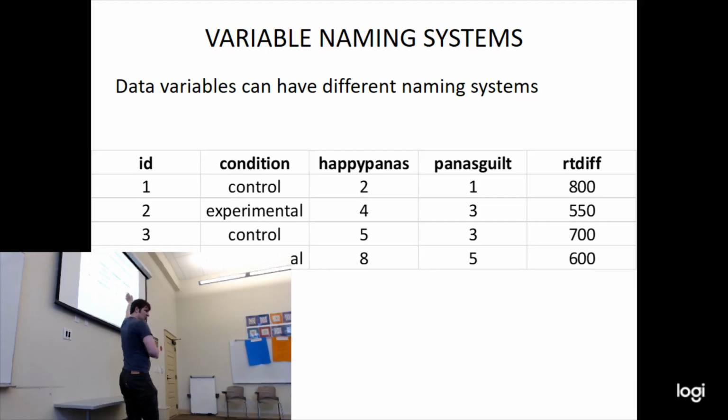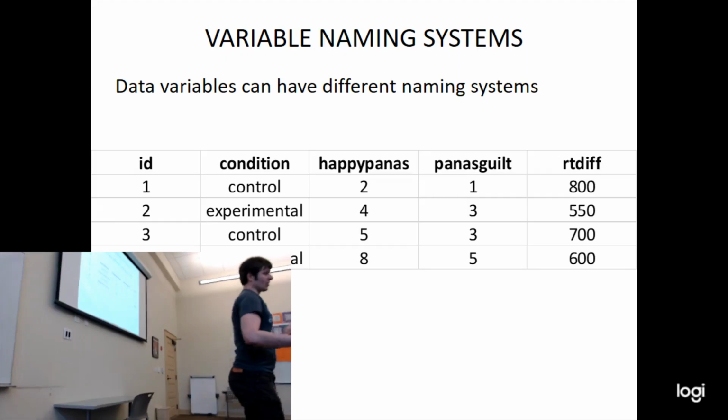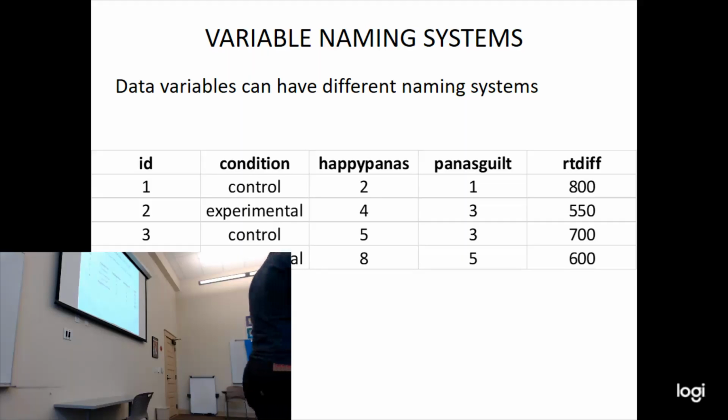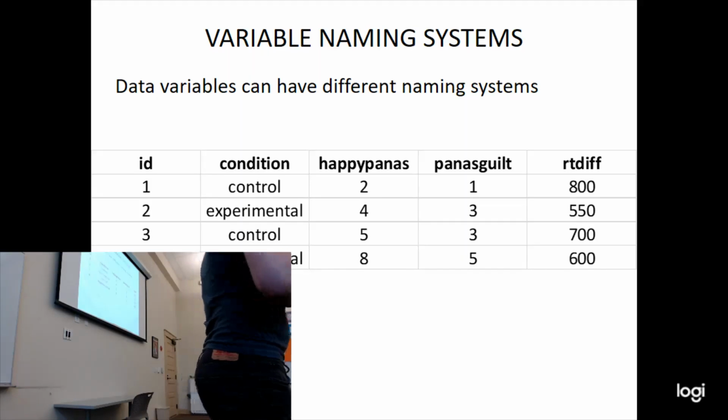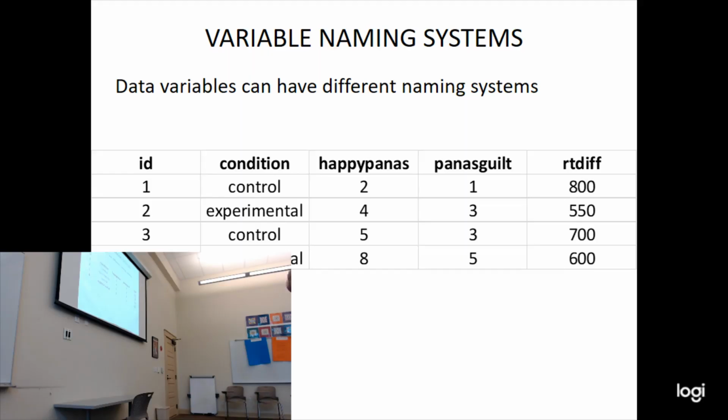Yeah, this is another problem with the system that's used to name its variables. So again, this is another thing that might easily generate bugs or problems if you're going along with coding. This is another place where the computer doesn't care whether it's happy PANAS or PANAS happy, but you as the analyst might care. And it helps your thinking to have things be consistent.